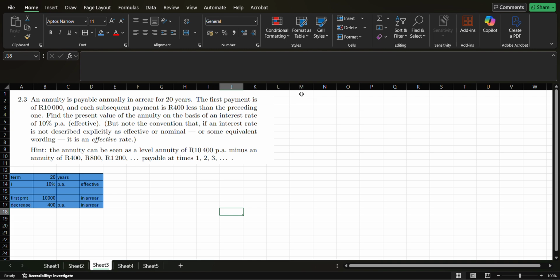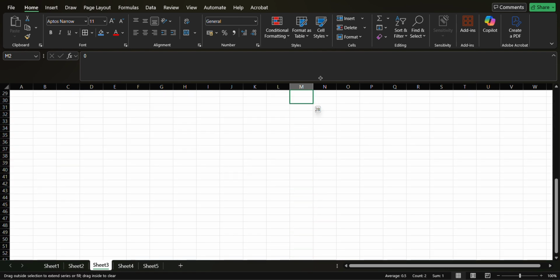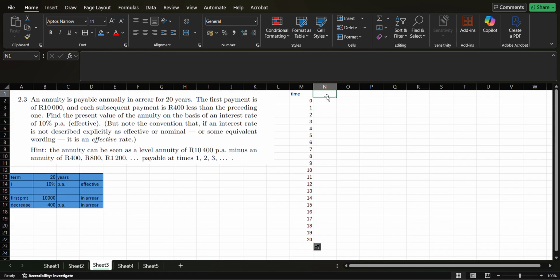We start again with our timer. So this time we're working in years because the payments are annual, all of them, and the decreases are annual. So we're working in years starting at time 0, 1, up until 20. So I'm just going to drag this down to 20. And then we're going to get to our payment structure.